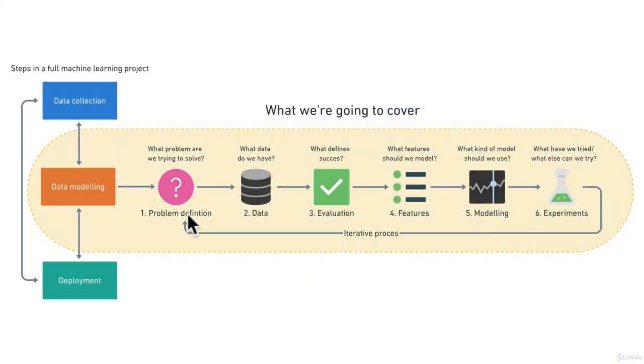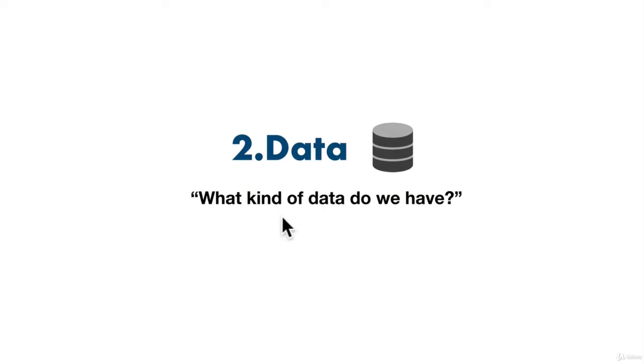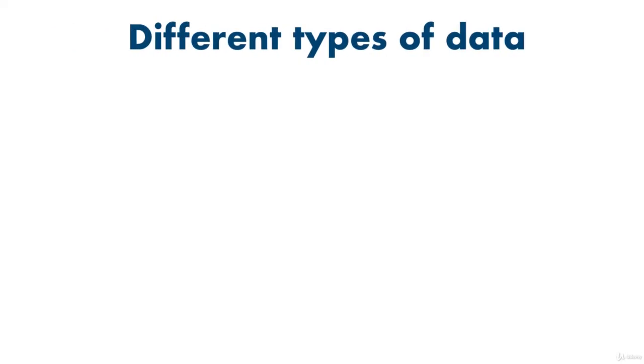Now we've figured out what problem we're trying to solve, we've matched our specific problem to a different type of machine learning problem, it's time to have a look at what data we have. As you may have guessed, the question we're trying to answer here is, what kind of data do we have? Data comes in many different shapes and sizes, but the main two types are structured and unstructured.